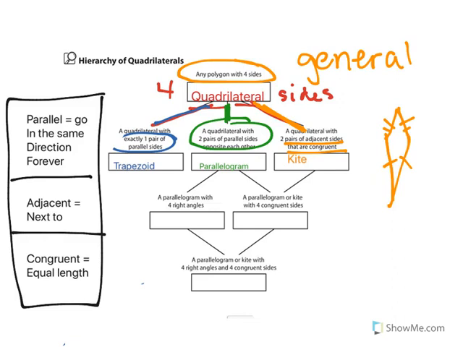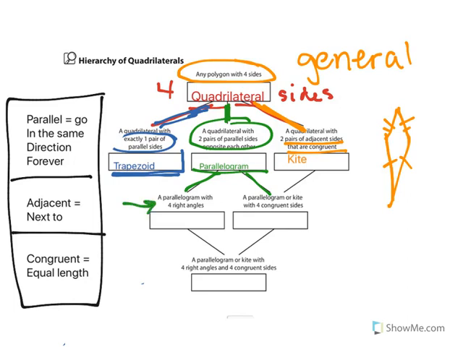Now we see that our trapezoid gets stuck. Once we get to a trapezoid, it can't be labeled or named as anything else. A trapezoid can be named as a trapezoid, a quadrilateral, or a polygon, and that's it. A parallelogram, however, can be named in 2 more ways. So let's take a look.